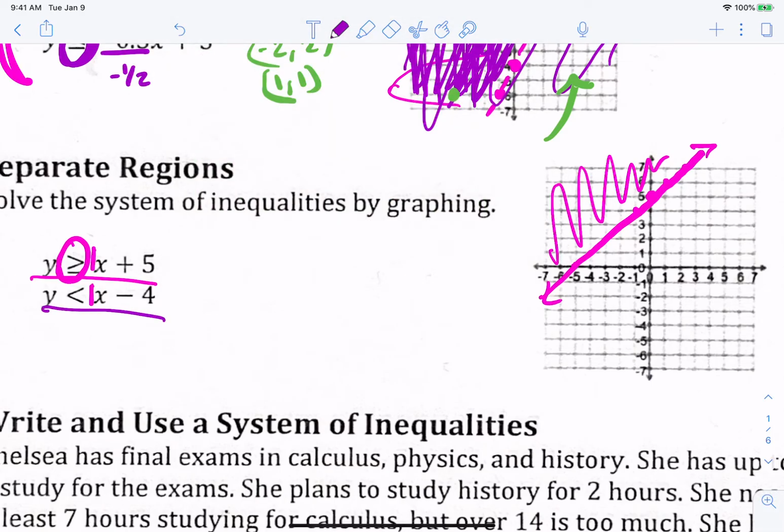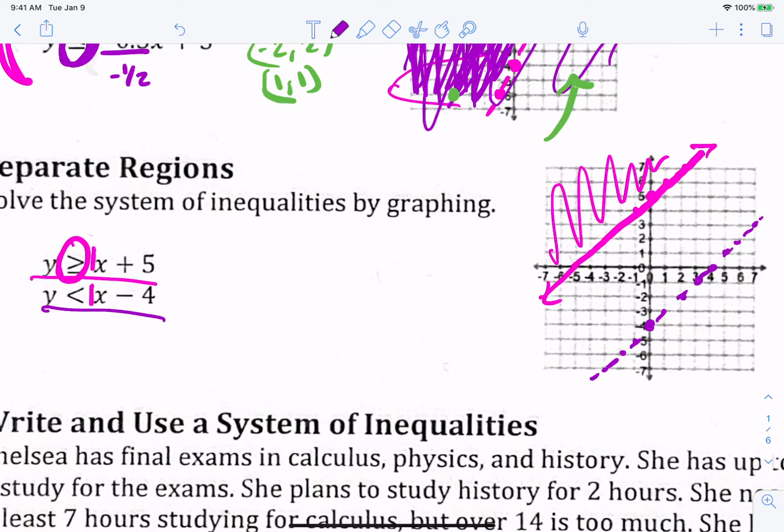I start at -4, and I go up 1 over 1, up 1 over 1. These two lines should be parallel. If they're not, you did something wrong. And he should look like that. Solid or dotted on the second one? Dotted on that one.